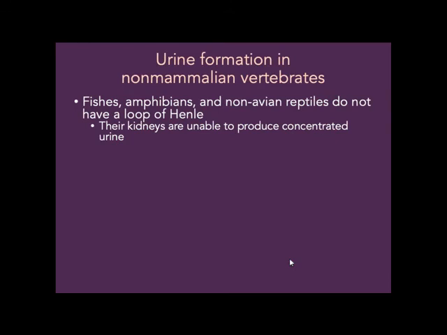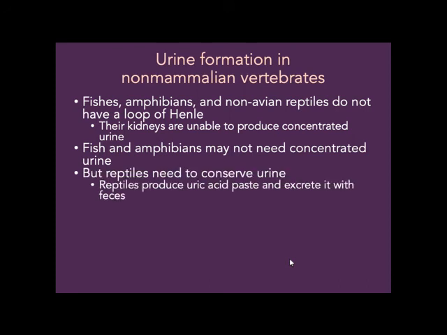So in fish, amphibians, and non-avian reptiles, meaning reptiles that aren't birds, they don't have a loop of Henle, and so their kidneys don't have the ability to produce as concentrated a urine as you find in mammals. But if you're a fish or an amphibian, who cares, right? You do not need concentrated urine. You live in water, so that's not a big deal.